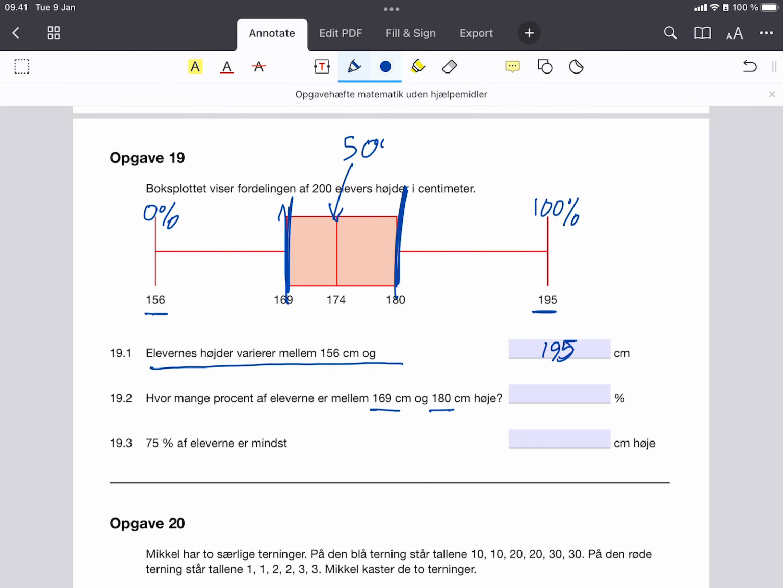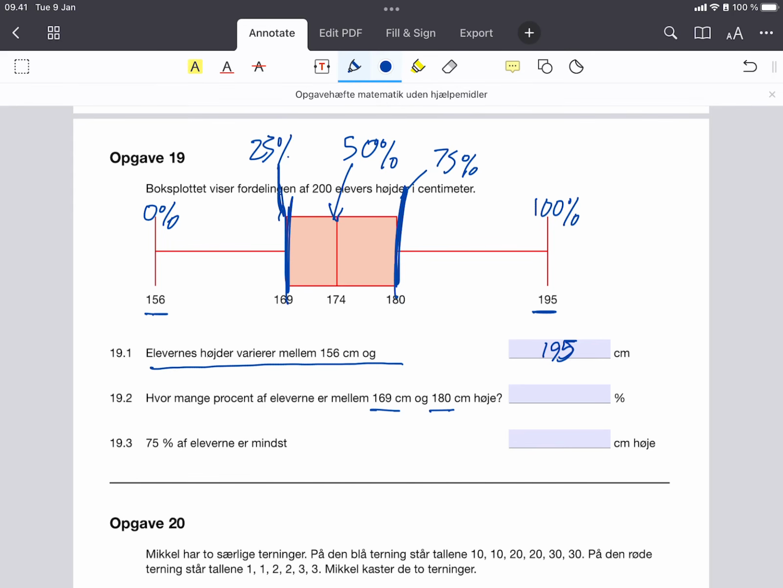It shows you where the middle of the data is. So the middle point is 174. Somebody who's 174 centimeters is halfway from the top to the bottom. They're in the middle. They've got 50% of the people above them and 50% below them. And then it shows you where the top and bottom 25% are.